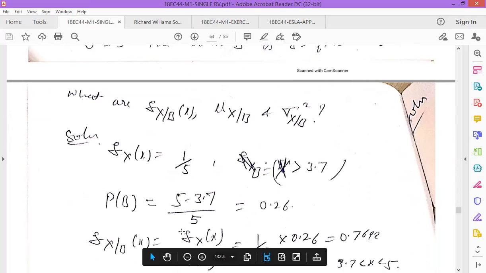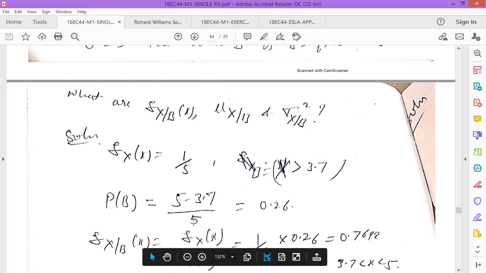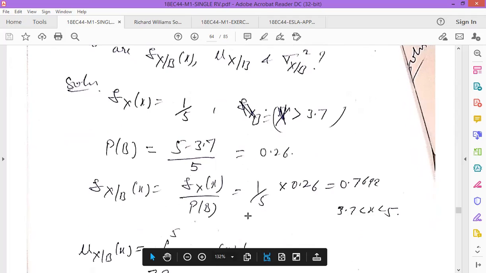And next, probability of b. So here we have to consider the event b, x greater than 3.7. So here we can write the equation (5 minus 3.7) divided by 5, which will give the probability of the event b as 0.26.